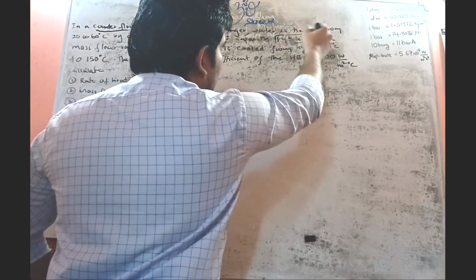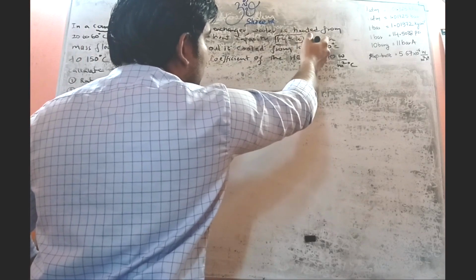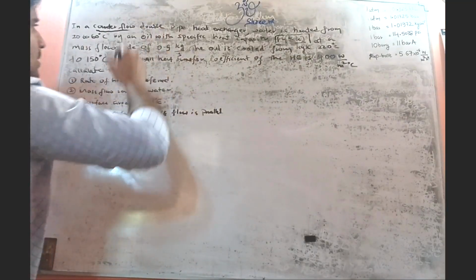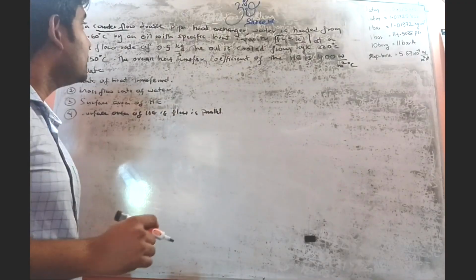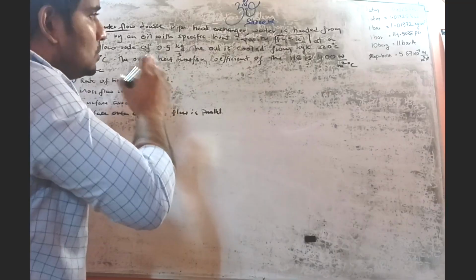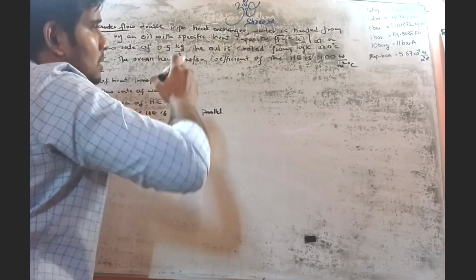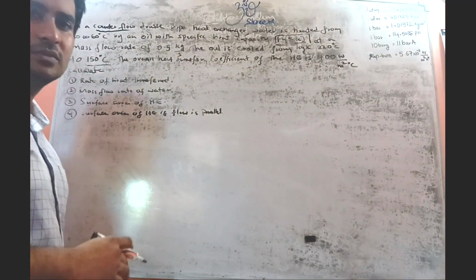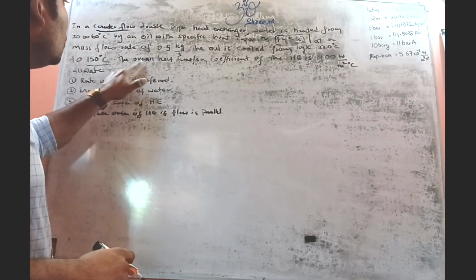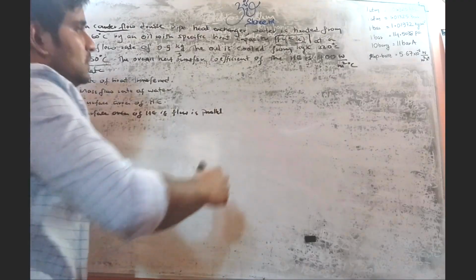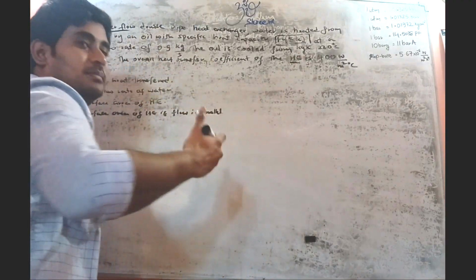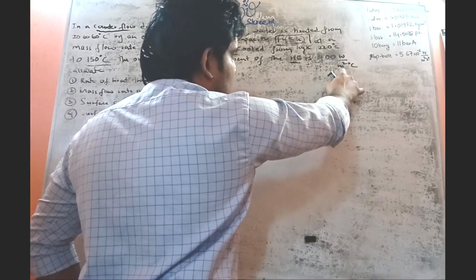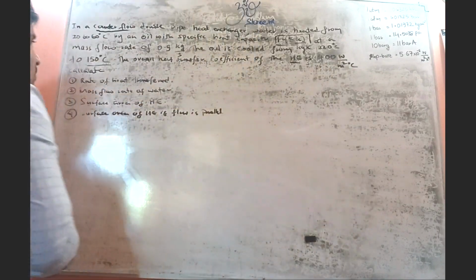By an oil with specific heat capacity of 1.45 kilojoules per kilogram per kelvin at a mass flow rate of 0.9 kilograms per second. The oil is cooled from 220 degrees Celsius to 150 degrees Celsius. And the overall heat transfer coefficient of the heat exchanger, HE meaning the heat exchanger, is 400 watts per meter squared per degree Celsius. So that's the problem.